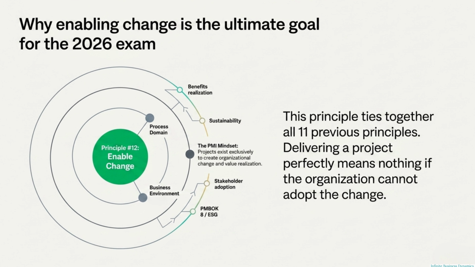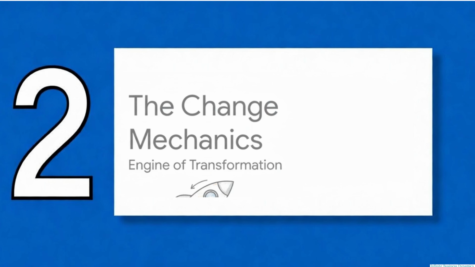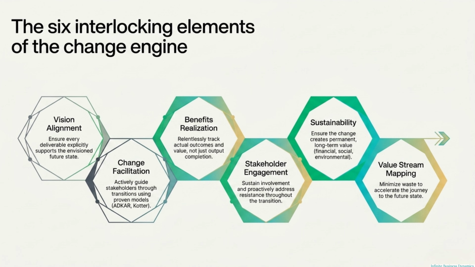Okay, so we know our destination. Fantastic. Now let's pop the hood and look at the engine that's going to get us there. How do we actually make change happen? So this is what I call the change engine, and it has 6 interlocking parts.